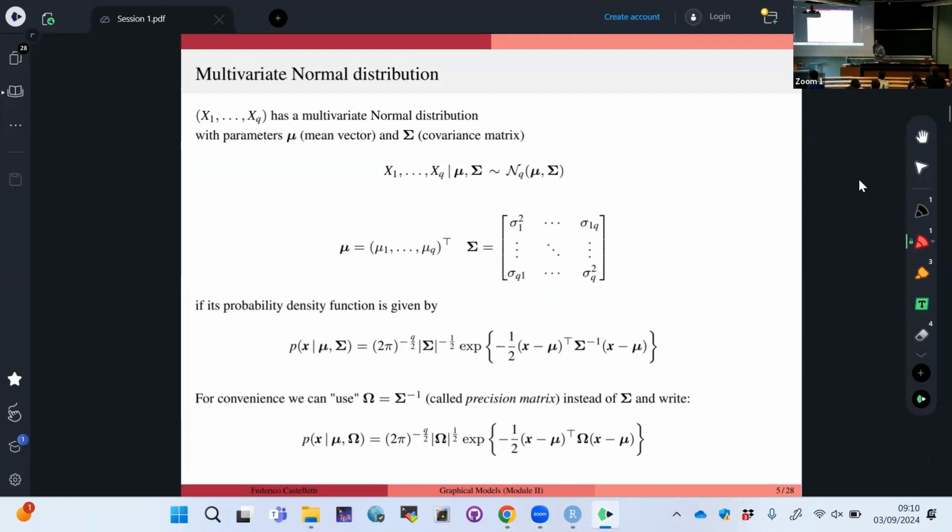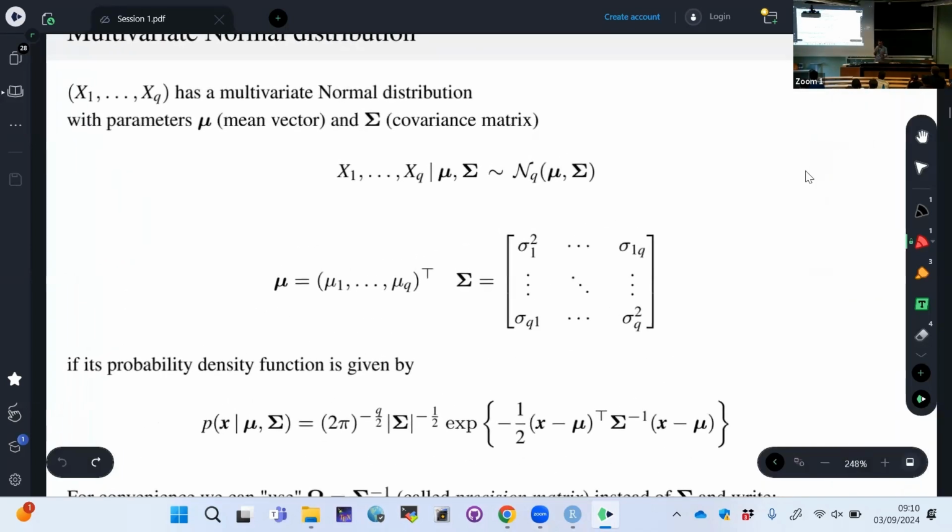So we can start by considering a random vector, x1, ..., xq. So q random variables, for which we assume that they have a multivariate normal distribution with parameters a mean vector, say mu, and a variance covariance matrix sigma. In which case we write that x1, ..., xq, given mu and sigma, if you like this kind of notation, which is the usual Bayesian notation where we condition on the parameters, is Normal_q(mu, sigma).